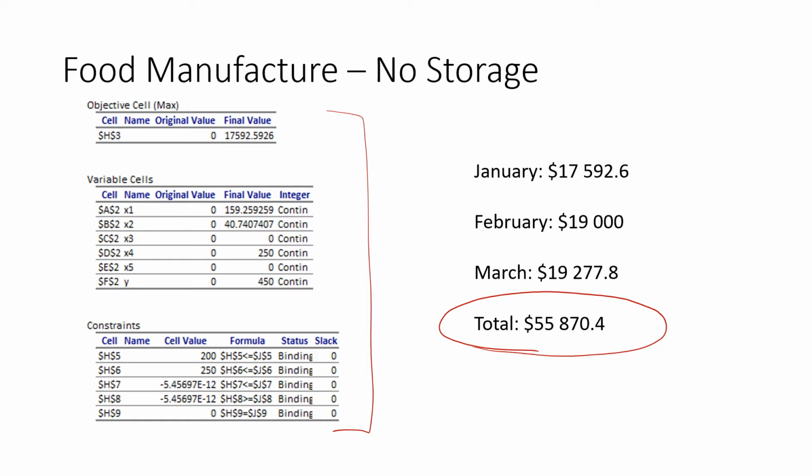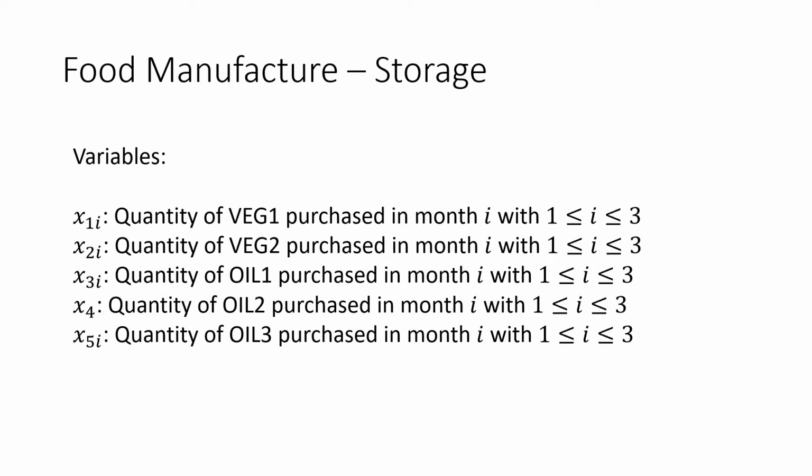Now what happens if we start to throw the storage in? First thing you're going to notice when you have the storage is that you have to somehow quantify the amount that you don't use 1 month that carries over to the next, which means we can't just use 3 individual problems. We have to look at all 3 months together. So we need variables for the amount that we buy in every month. All of a sudden, we're up to 15 variables for what we buy every month. So we have the 15 variables that represent the amount of each oil that's purchased every month.